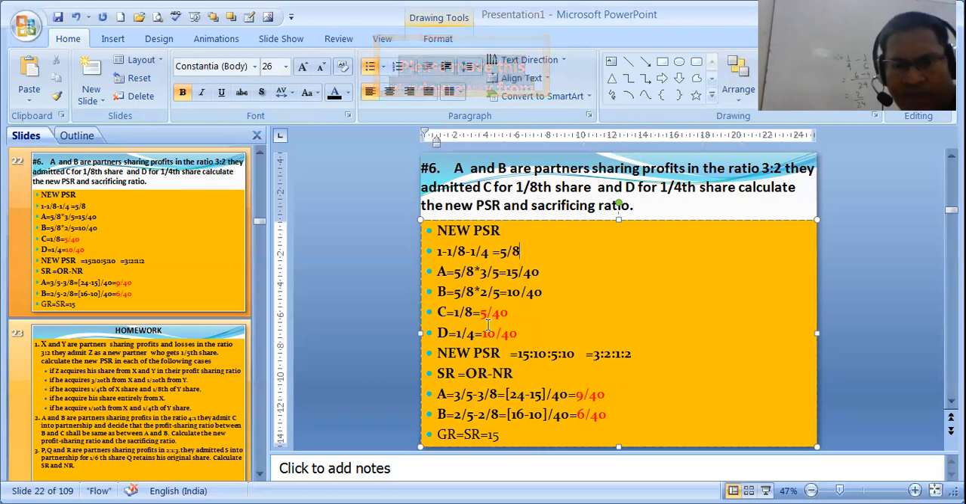The new ratio, the partners were coming. See, C is 5 by 40, D 10 by 40. Denominator 40, 5 plus 10, 15. And over here 9 by 40 and 6 by 40 is the sacrificing. 9 plus 6 is also 15. That means GR is equal to SR.